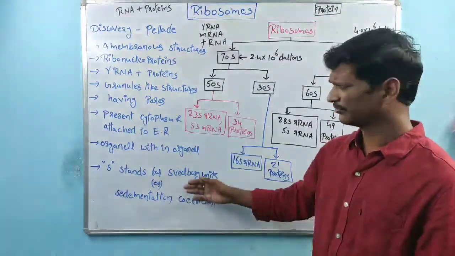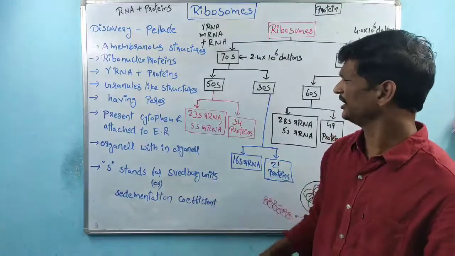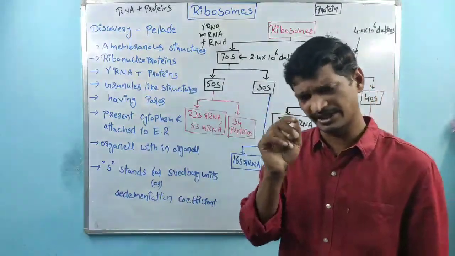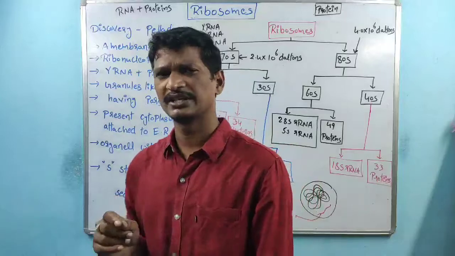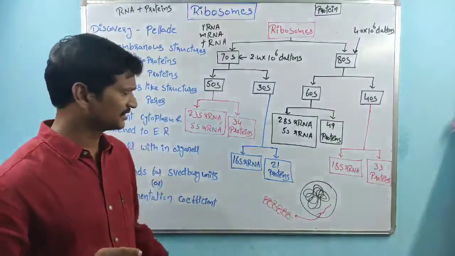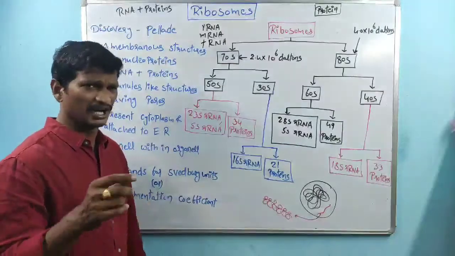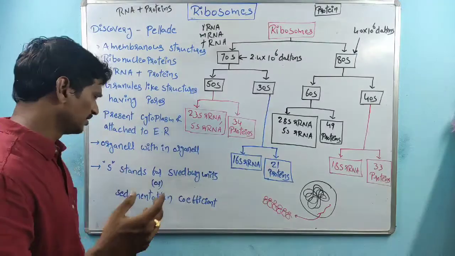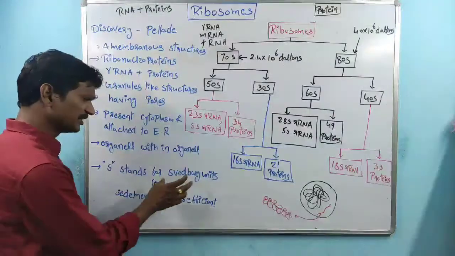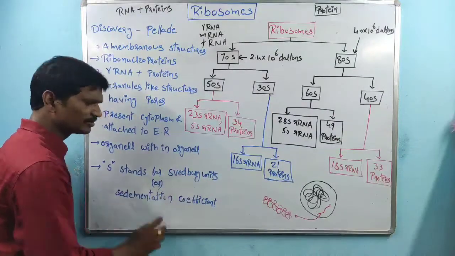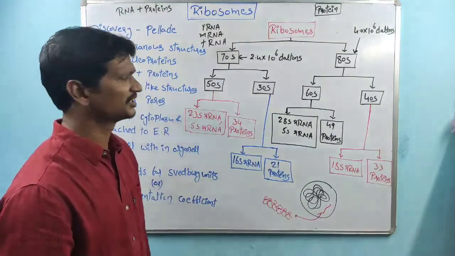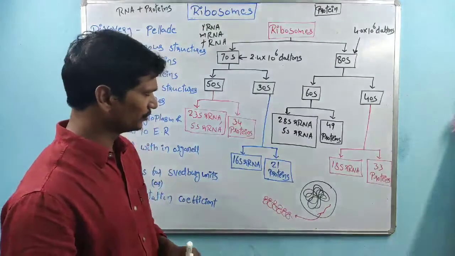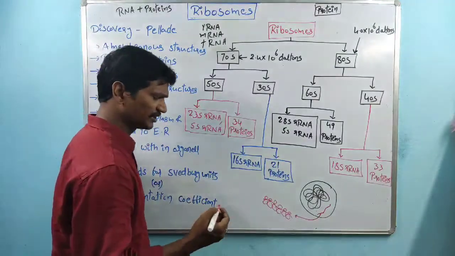And the next one is very important. Any ribosome is indicated with S. S stands for Swedberg units. I thought I already discussed the Swedberg units, but again I would like to explain here. Swedberg units are also called the sedimentation coefficient. We know the sedimentation coefficient.